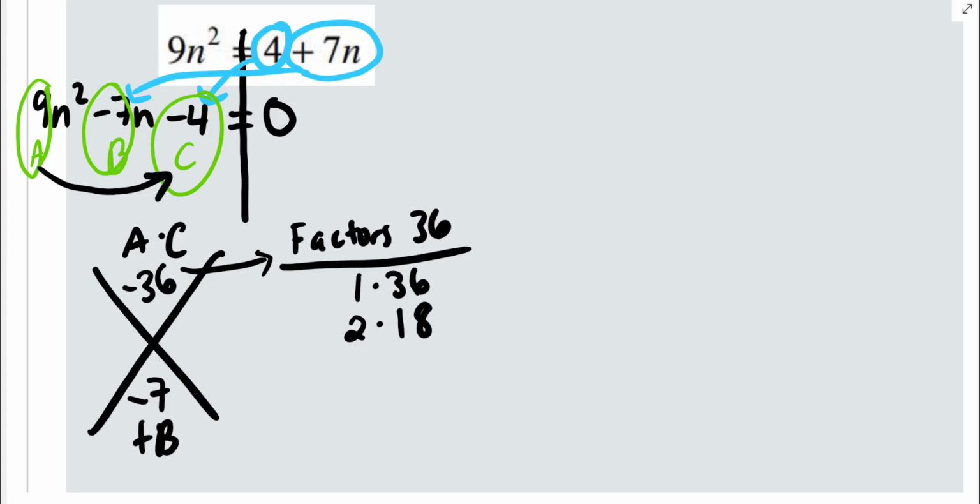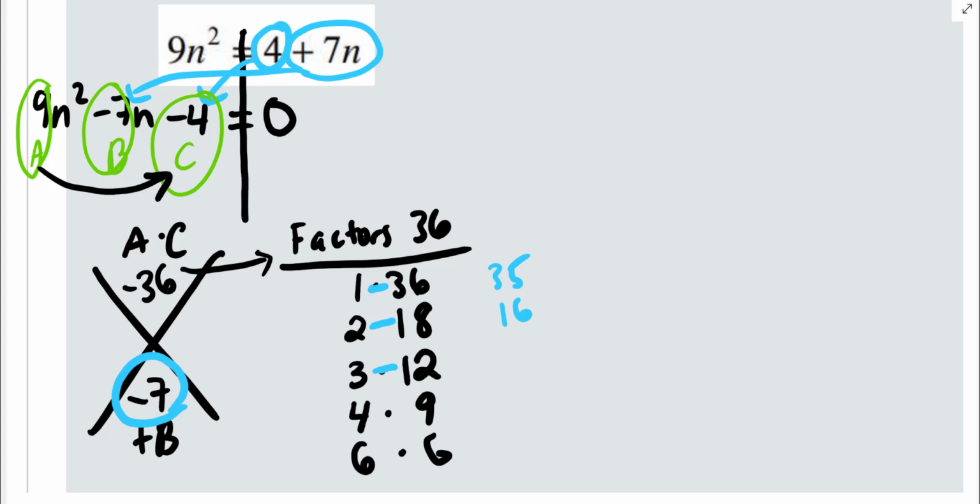2 times 18, 3 times 12, 4 times 9, and 6 by 6. So now I have 5 different options, but I want it to add or subtract to negative 7. So no matter what you do here, none of these are going to get you to 7. The difference between 1 and 36 is 35. The difference between 2 and 18 is 16. The difference between 12 and 3 is 9. The difference between 4 and 9 is 5. And the difference between 6 and 6 is 0.